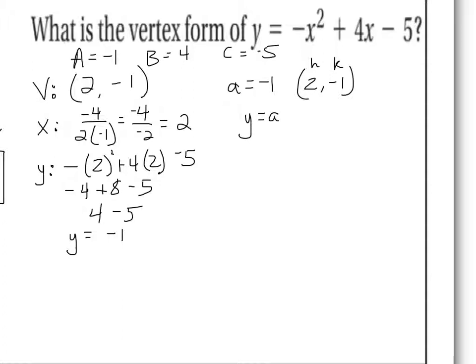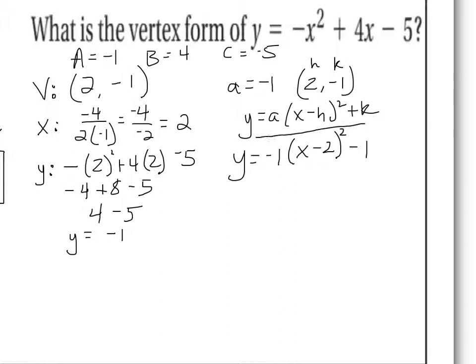And now I'm going to plug this into this formula. Okay, so my a value is negative 1 times quantity x. The opposite of h is negative 2. And that's squared, and then k is minus 1. So again, now we're able to change from standard to vertex. Okay, this is vertex. We're taking it from standard to vertex form. Okay, all right. So this is part 3 of section 4.2. We learned how to change it from standard form to vertex form.